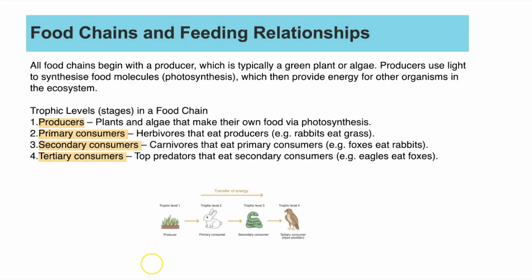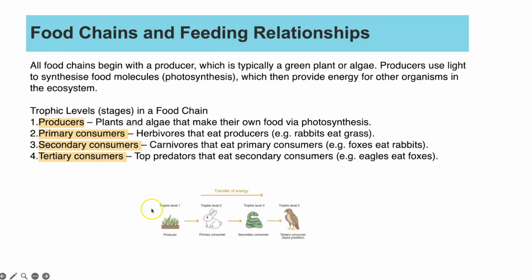Next then, let's have a look at food chains and feeding relationships. All food chains start with a producer, which is always a green plant or algae, because they have to be green so that they have chlorophyll and therefore they photosynthesize to create their own food, their own organic molecules, which can be used in respiration. So we have producers at the start.